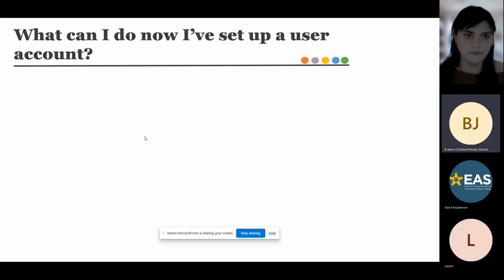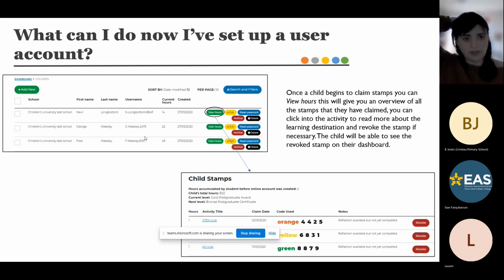No? So if you get back to your child list, you can just click back, or you might already be on there. So you can see what children have been claiming stamps for and what they've been up to inside and outside of school. You can just click view hours. So if you click view hours next to any account, you should see the 2 stamps that we've just added in. And you could, if you wanted to, click into that activity and have a bit of a view as to what they've been doing.